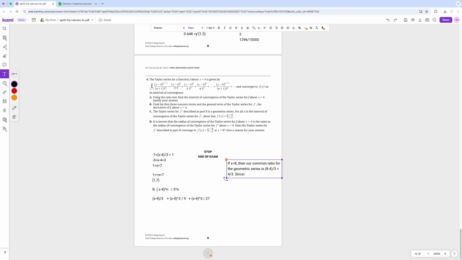Since this common ratio is greater than 1, our function f prime of x will not converge to x minus 4 over 7 minus x, as it is no longer a geometric series where the infinite geometric sum formula can be applied. Remember, you can only use the formula, a over 1 minus r, if your ratio is less than 1 and greater than negative 1.